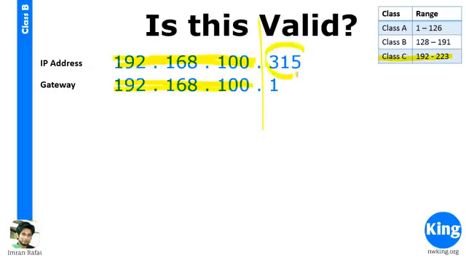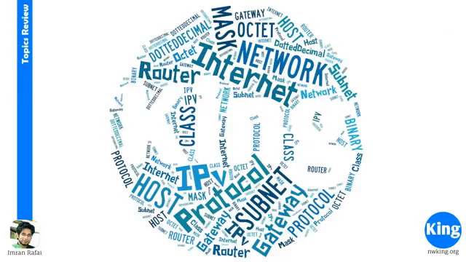But is this a valid host? What did I say? IP address octets can take values from 0 to 255, but this 315 is not valid. I'm sure most of y'all didn't catch that. Right, I think that's about all the information I wanted to share in this video.